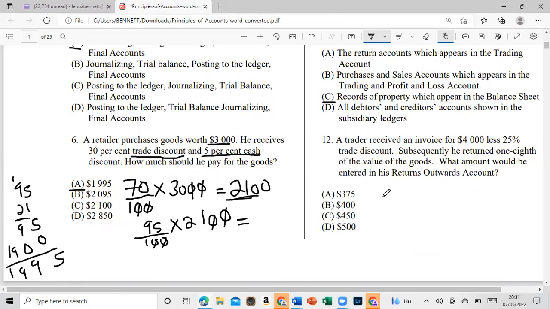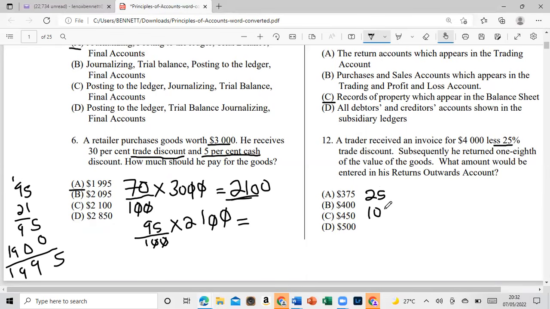All right. A trader received an invoice for 4,000 less 25% trade discount. Subsequently, he returned 1/8 of the value of the goods. Which amount would be entered in the returns outwards account? First we have to find a quarter of this, which should give you the total. So the new value is now 3,000, minus 4,000.